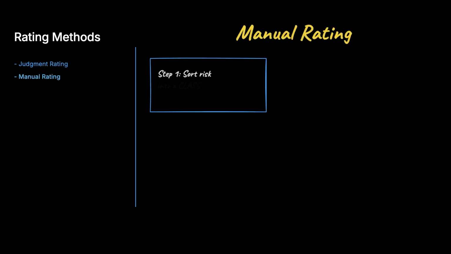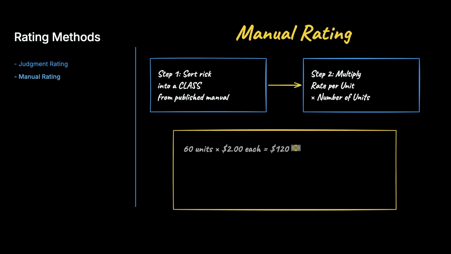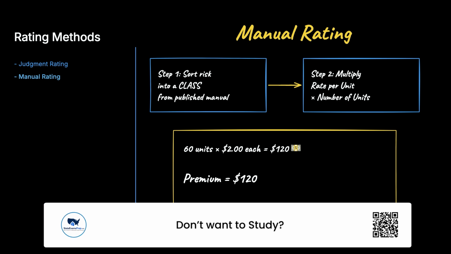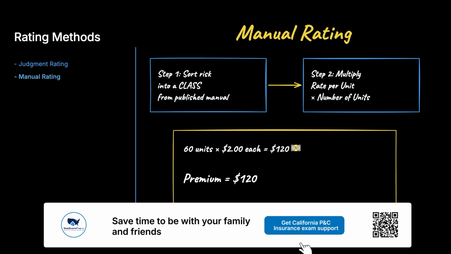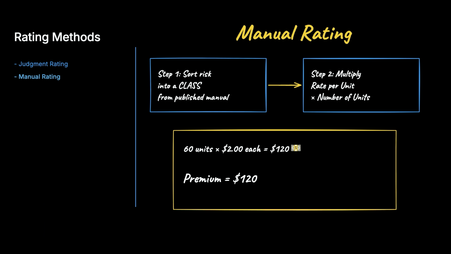The second method is manual rating, also called class rating, and it is by far the most common. The underwriter sorts the risk into a class from a published manual, then multiplies the rate per unit by the number of units. For example, 60 units at $2 each produces a premium of $120.